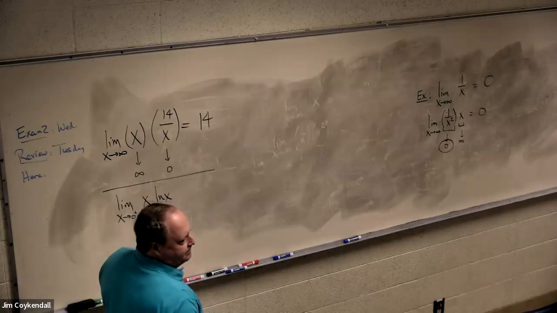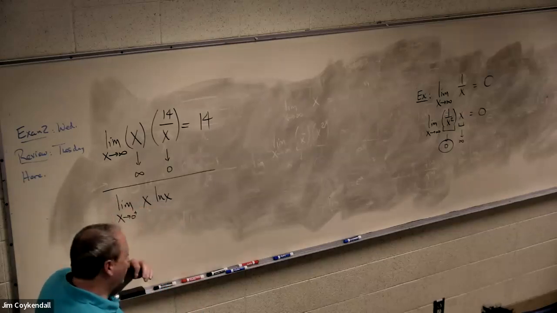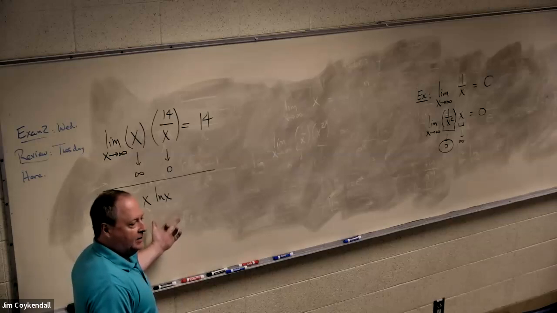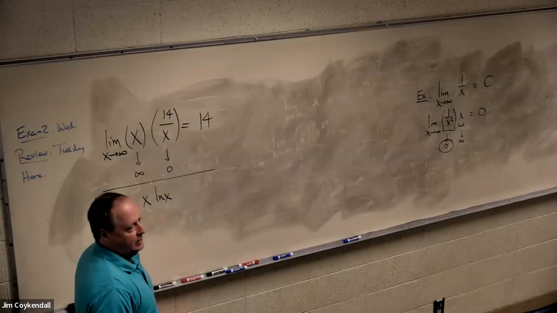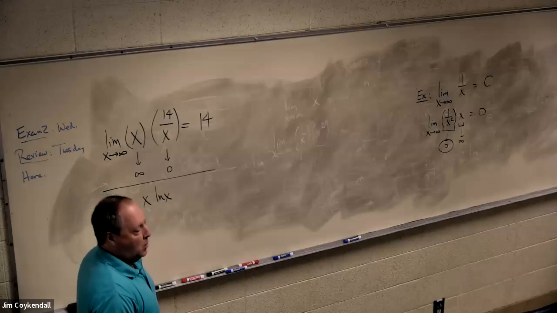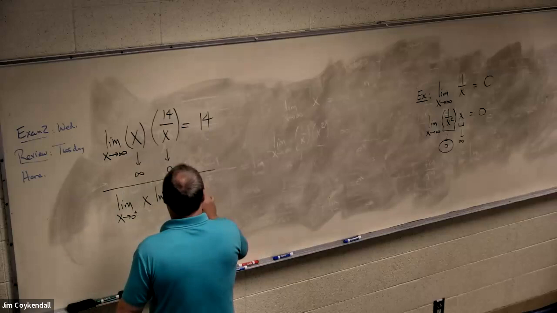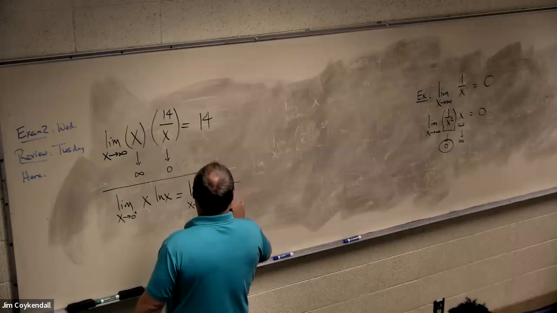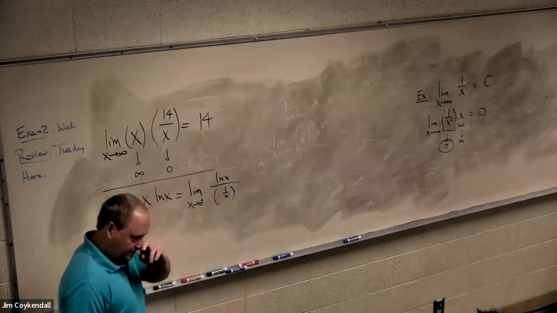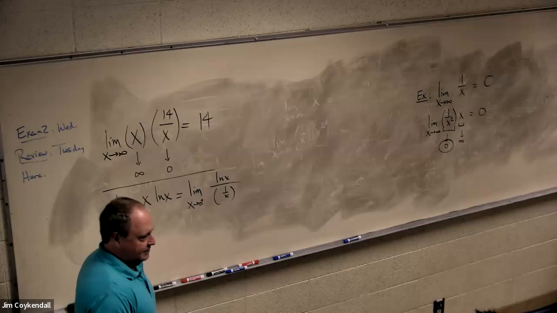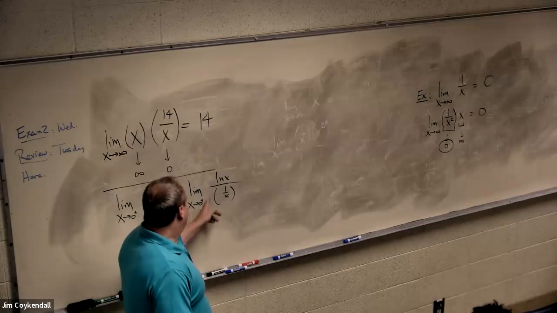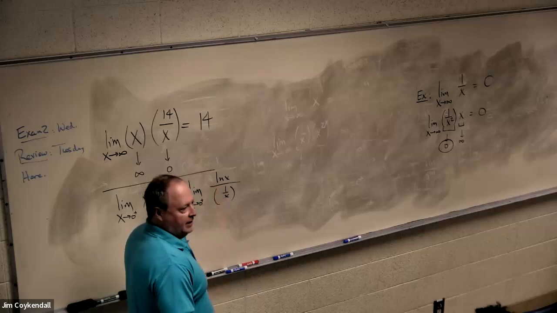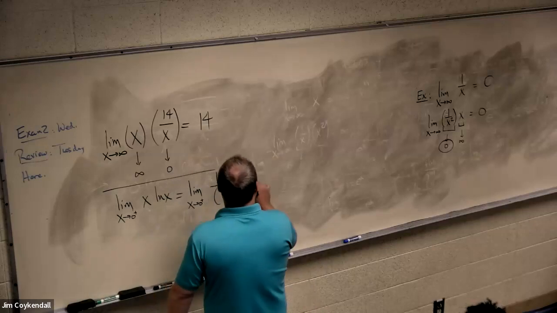Zero times negative infinity. I would really like to use L'Hopital's rule, but L'Hopital's rule needs fractions, and this is not a fraction. So make one. Force the issue. Now what do we have? Top is going to negative infinity, bottom is going to plus infinity. L'Hopital's rule.